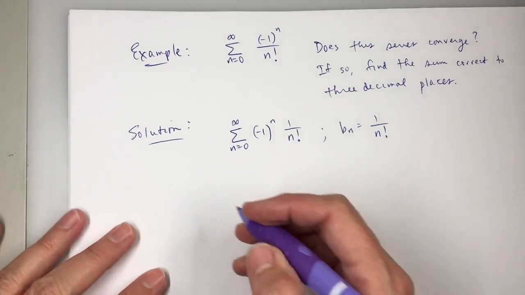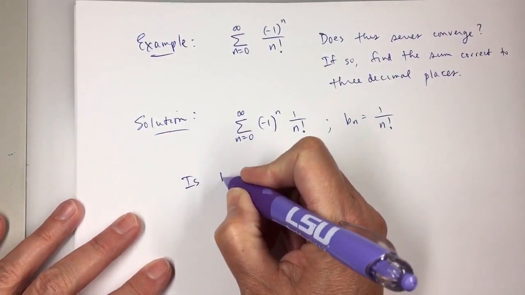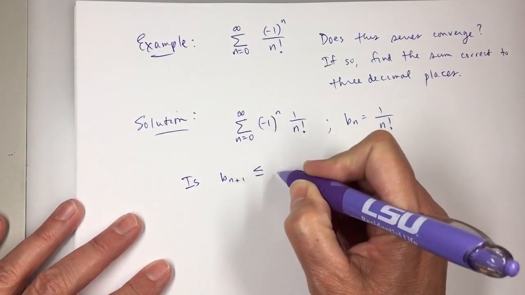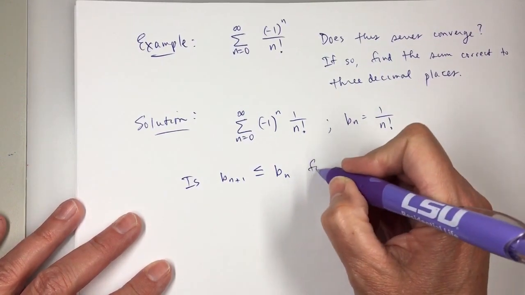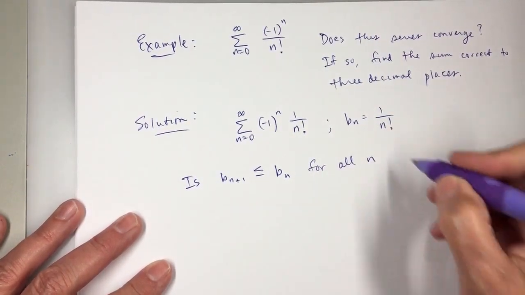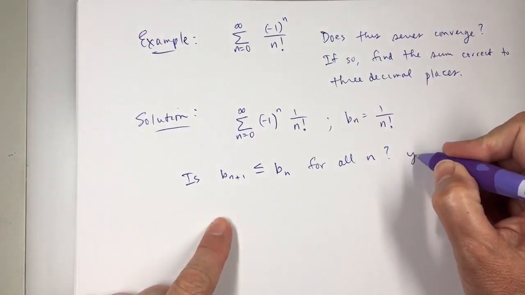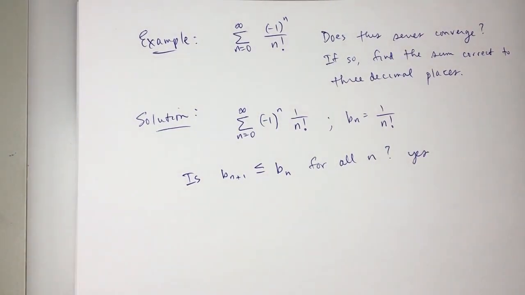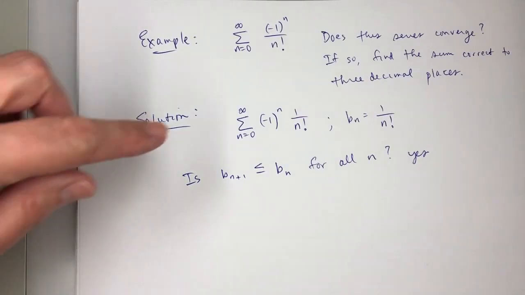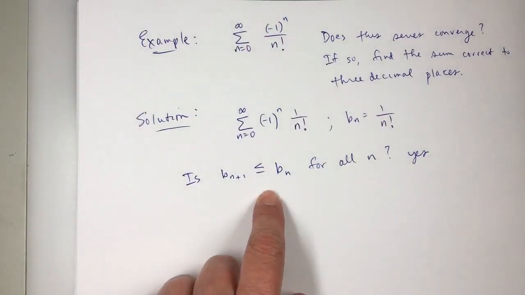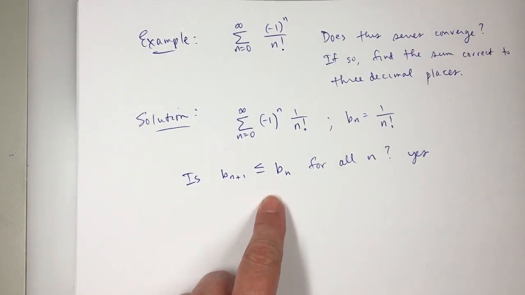Is this decreasing? Is B sub n plus 1 smaller than or equal to B sub n for all n? Is that true? Yes, that's true. If you're not sure, write out a few terms. Is it for all n? It's for all n eventually, which is good enough.